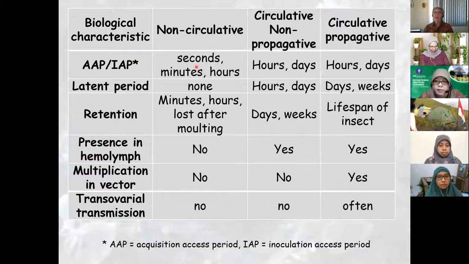So this just summarizes what I've been saying there. The non-circulative types, they're acquired and transmitted very quickly. The circulative types much more slowly.